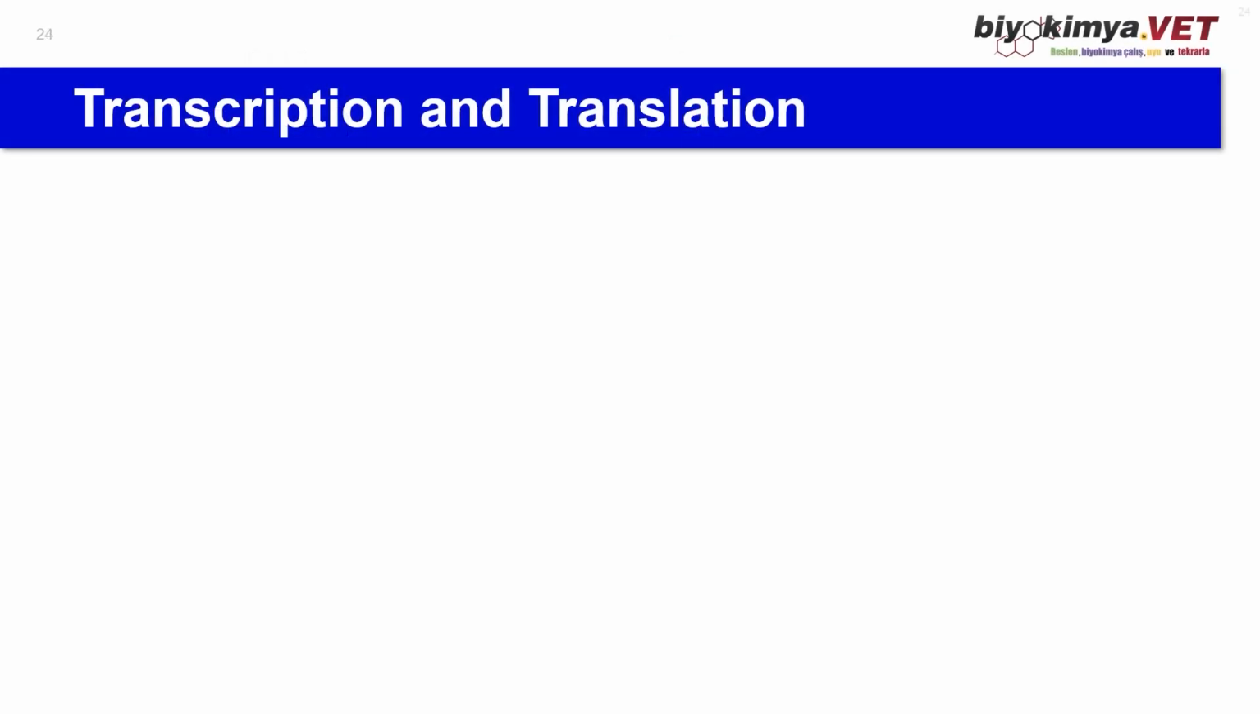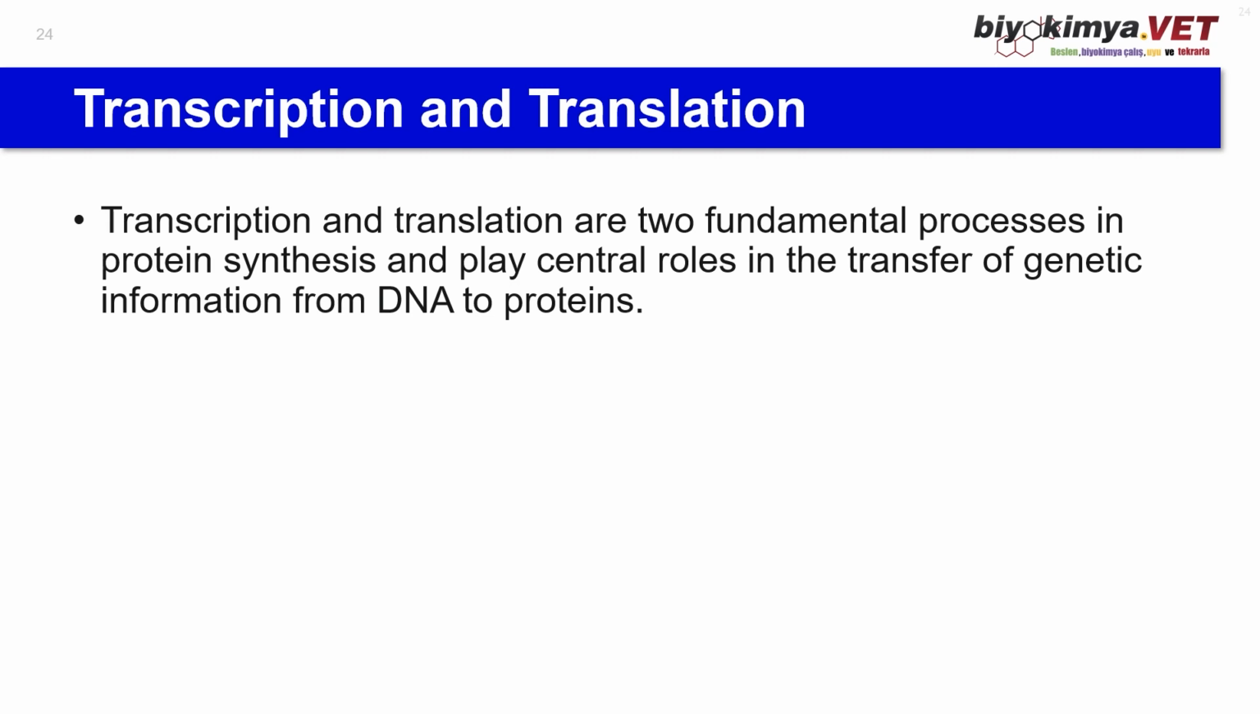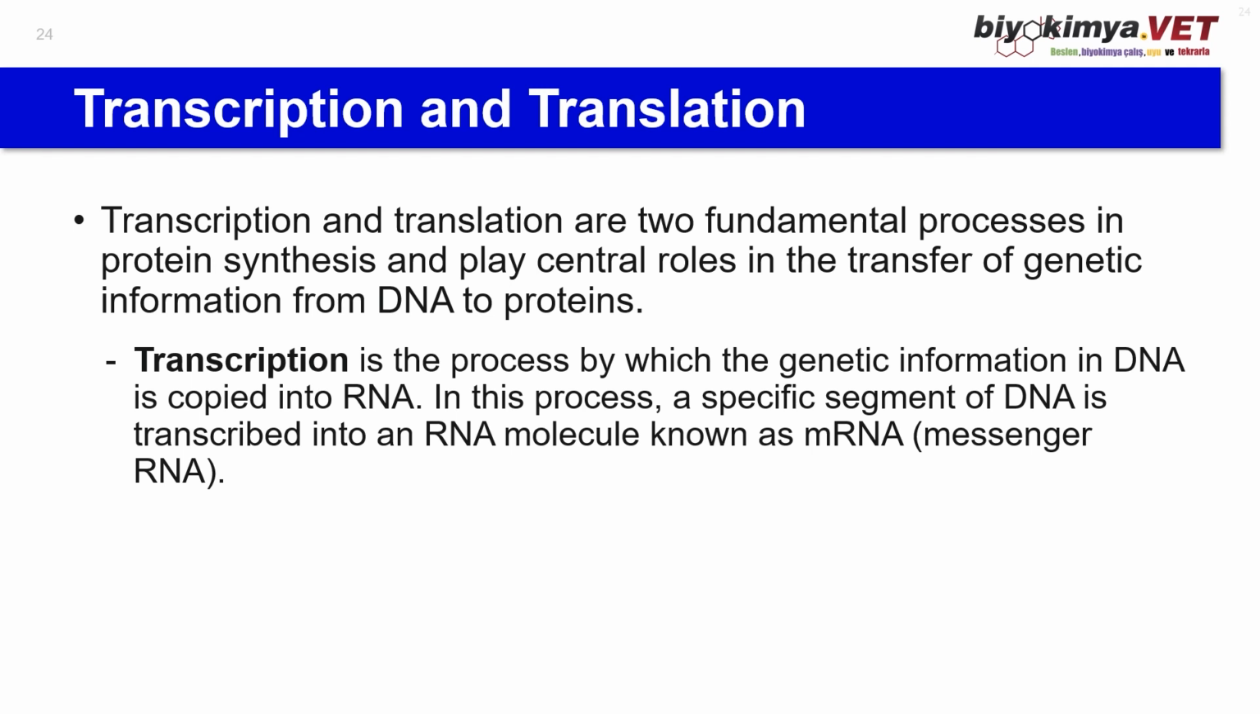Let's talk about transcription and translation. Transcription and translation are two fundamental processes in protein synthesis and play central roles in the transfer of genetic information from DNA to protein. Transcription is the process by which the genetic information in DNA is copied into RNA, into messenger RNA. Transcription involves three stages: initiation, elongation, and termination. At the end, an mRNA molecule containing the genetic information from DNA is formed. This messenger RNA is then transported to the cell cytoplasm to participate in translation.